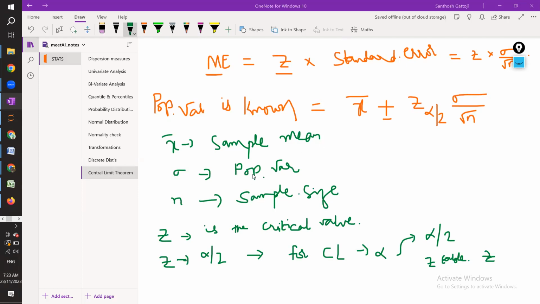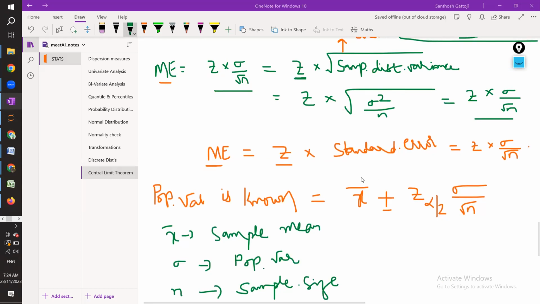The actual population that we considered, if its variance is known, which is rho, then you will use this. Why? Because this formula will work only if the population variance is known. Otherwise there is another formula, we'll come to that. And n is the sample size and z is a critical value, we will see. There are a few values.